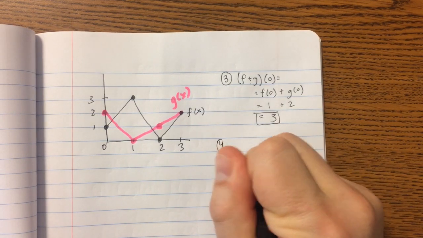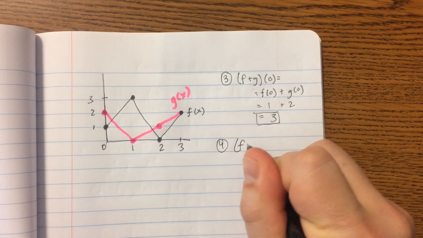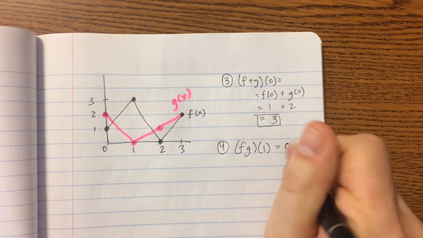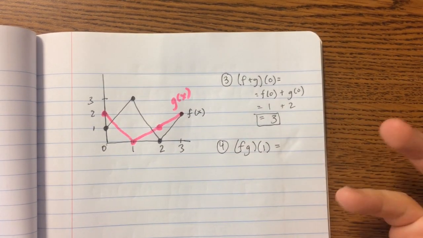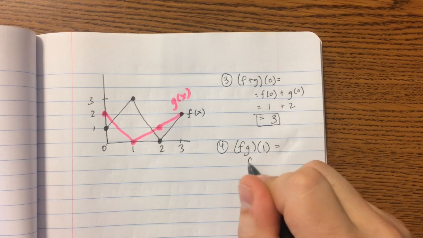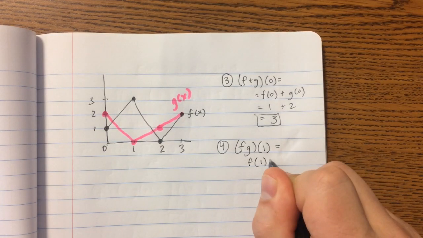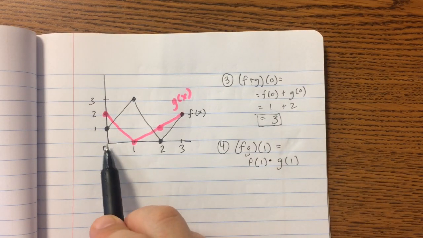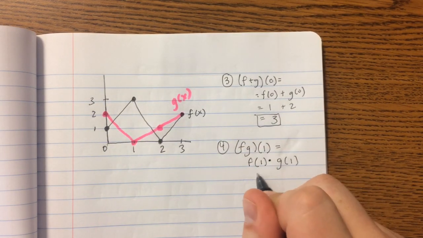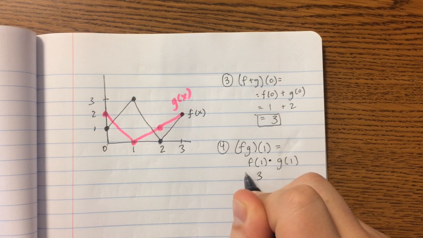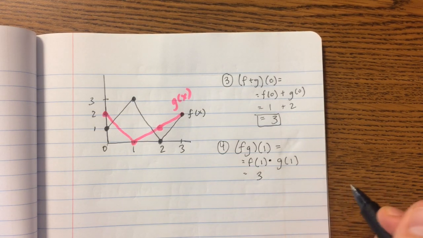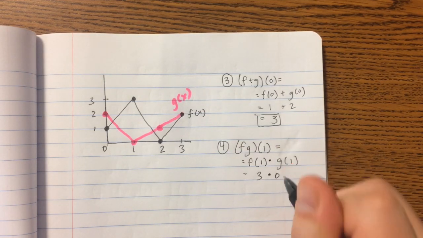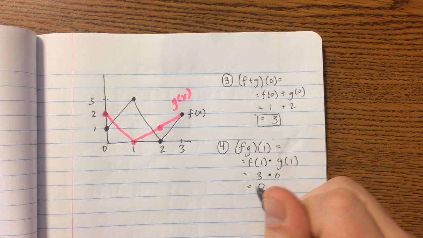Let's do another one. Let's say we have f times g of 1 equals, what was it? Kind of jumping the gun here. So f of 1 times g of 1. So f of 1 is 3. g of 1 is 0. So 3 times 0 is 0.